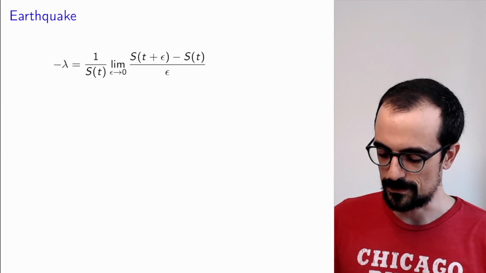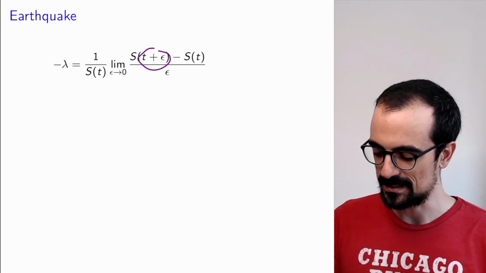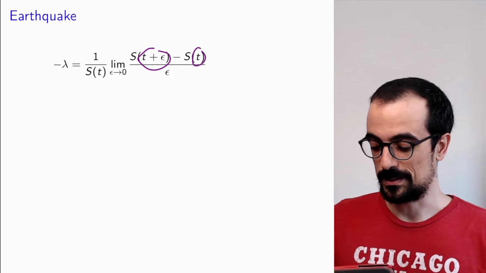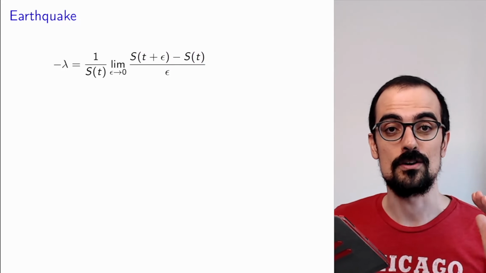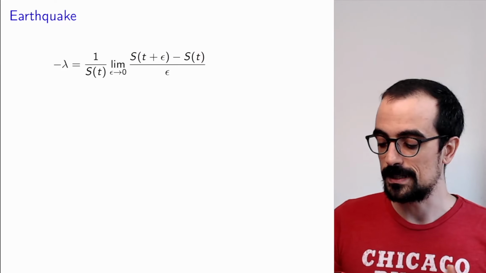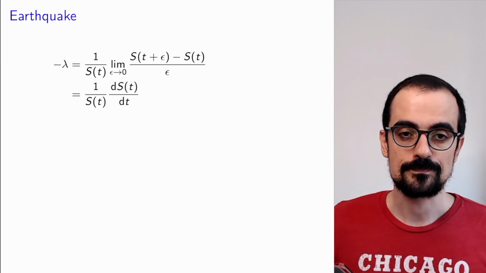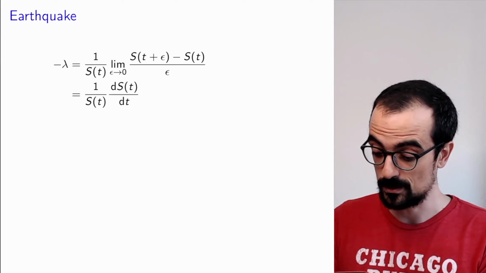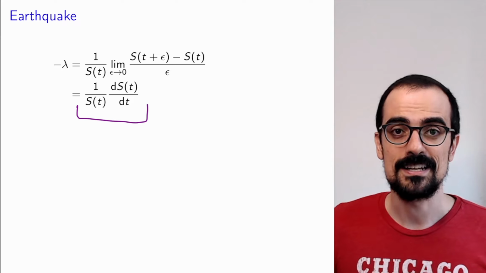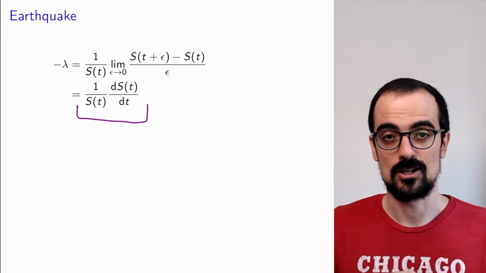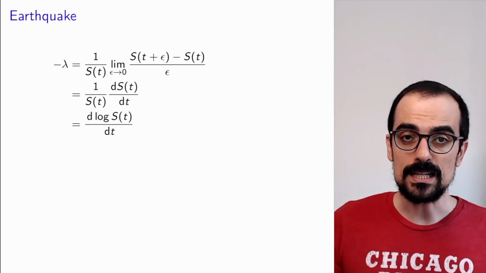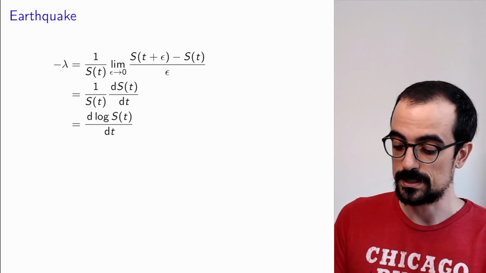It's the value of the survival function at t plus epsilon minus its value at t divided by epsilon when epsilon goes to 0. So what is this? This is just the slope of this survival function at t, or equivalently, it's the derivative of the survival function. And now if we look at this expression, which is 1 over the survival function times its derivative, this is nothing else than the derivative of the logarithm of the survival function, if you remember your calculus. So now this is great because we can just integrate on both sides.